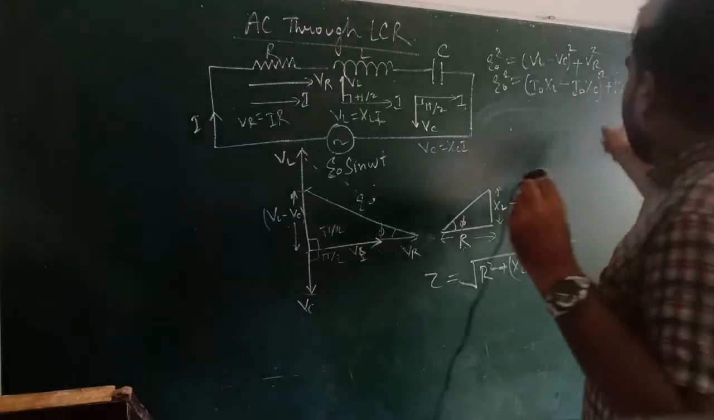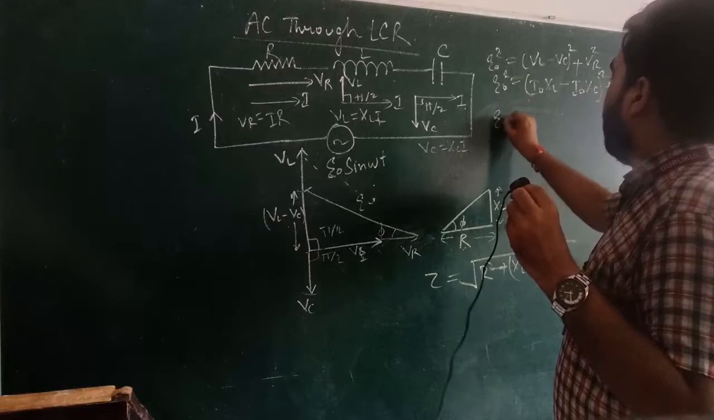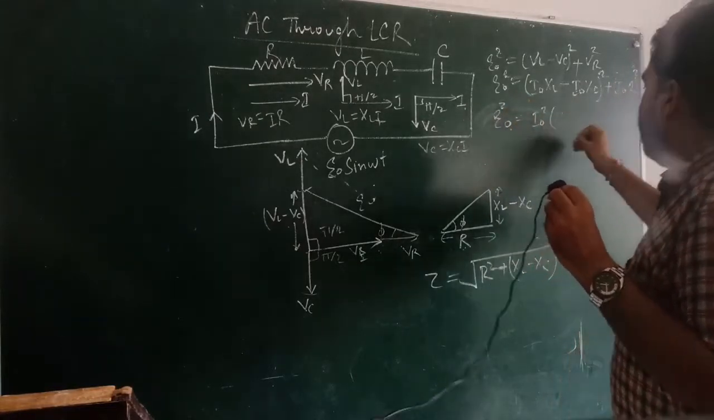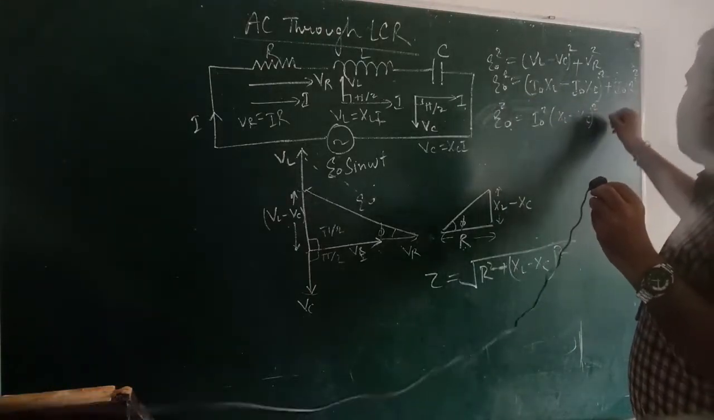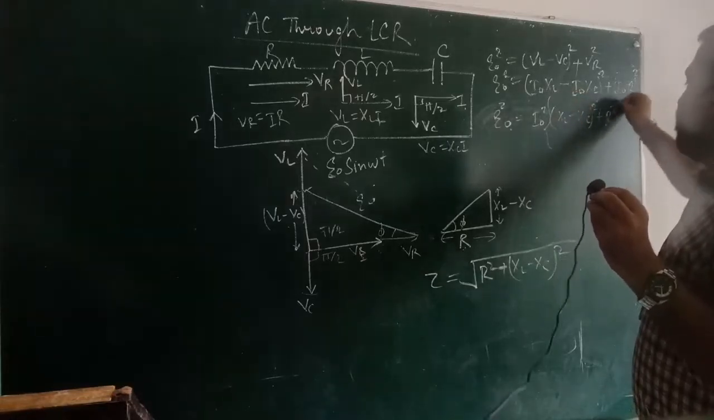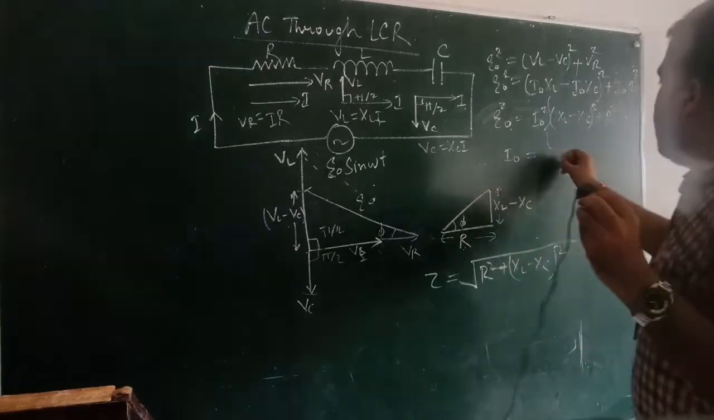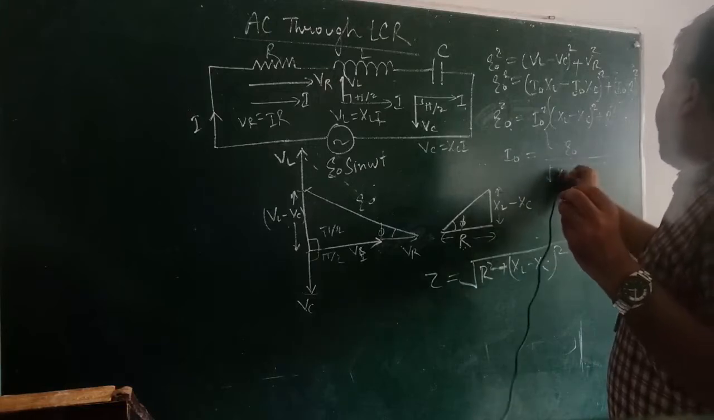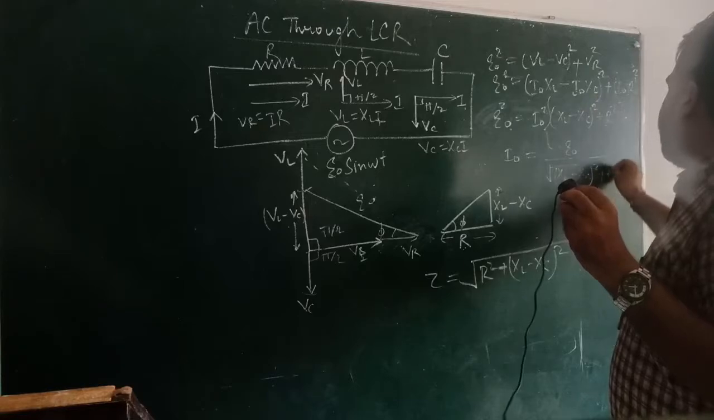Now if you take I naught square common, E naught square is equal to I naught square times XL minus XC whole square plus R square. Now what will be the value of I naught? I naught will be equal to E naught divided by under root of XL minus XC whole square plus R square.